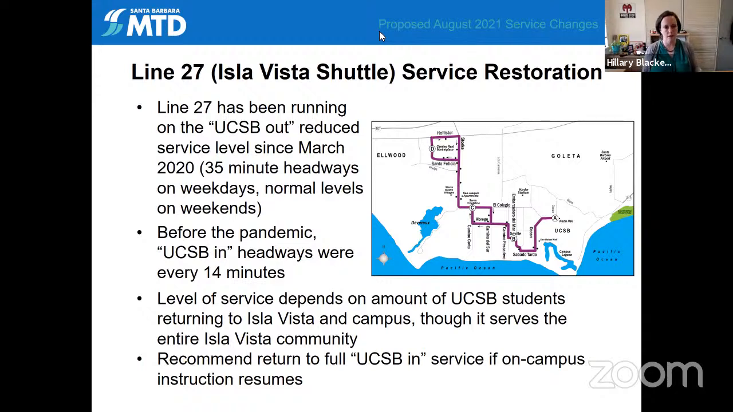So we would recommend, if we have the resources, to return to full UCSB in service when on-campus instruction resumes. And this would be the ones that serve UCSB. When we say go back in, that would start towards the end of September when UCSB classes start. City College services would start when City College starts, which is in late August.